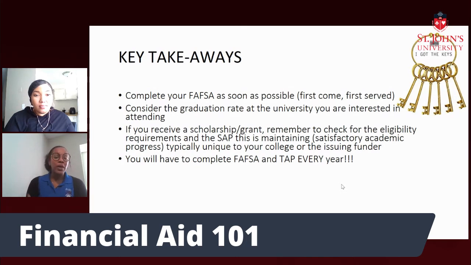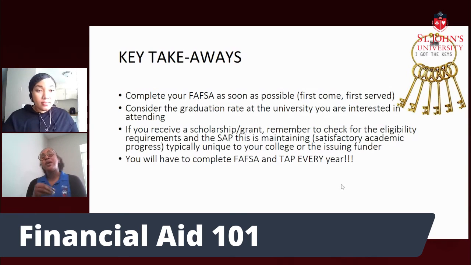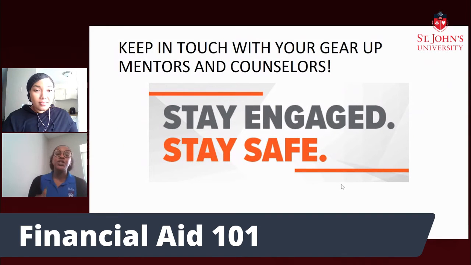And again, remember, whenever you are receiving any scholarships or grants, you want to make sure that you are looking into the eligibility requirements, and you want to make sure that you are staying in satisfactory academic progress. So make sure you are in good standings with your university and the issuing funder, okay? And again, we cannot reiterate it enough. You got to do FAFSA and TAP every year, okay? It's a headache, we know. However, it's free money. So in order to get free money, you got to do a little work, okay? And so you want to be sure that you are completing it each year.